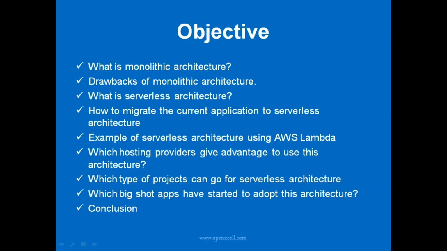This webinar's objective is to know what monolithic architecture is, the drawbacks of monolithic architecture, what serverless architecture is, how to migrate the current application to serverless architecture, some examples of serverless architecture using AWS Lambda, hosting providers which give an advantage to use this architecture, which type of projects can go for this architecture, big shots that have started to adopt this architecture, and conclusion.